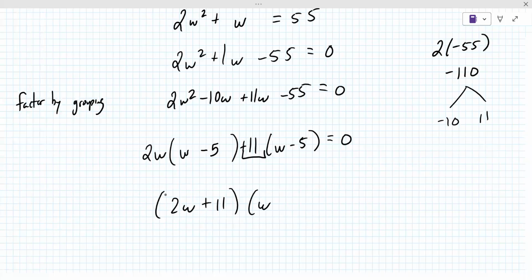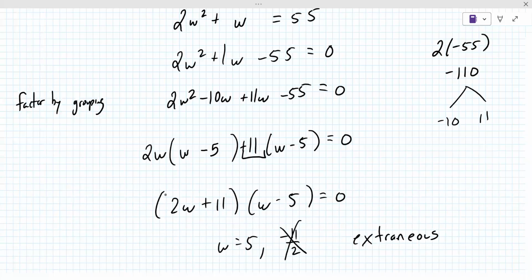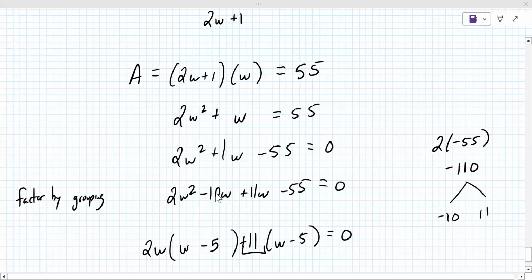Then you get W equals 5 and negative 11 divided by 2. And the other one is insignificant because it doesn't work. A better math word here would be extraneous. Yeah, if you want to be mathy. Or it's outside the domain. Now we are not done. We have just found W. What does it ask for?